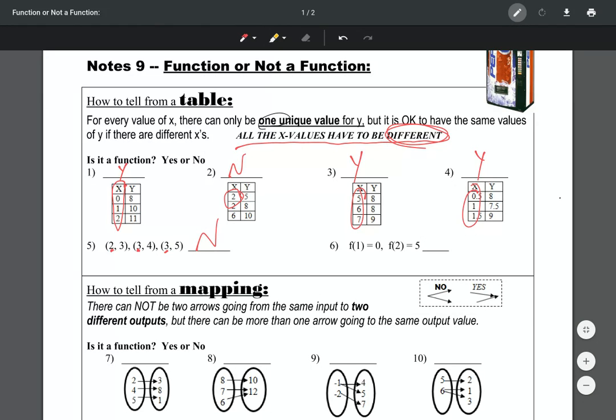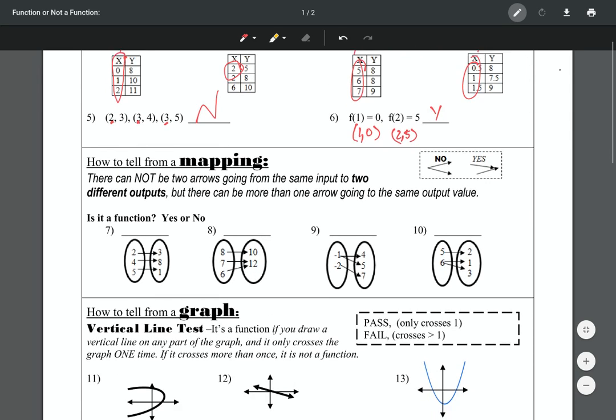Now, let's take a look at number 6. Remember, this is the ordered pair 1, 0. And this is the ordered pair 2, 5. So 1 and 2 in your x values are different. So yes, this would be a function.